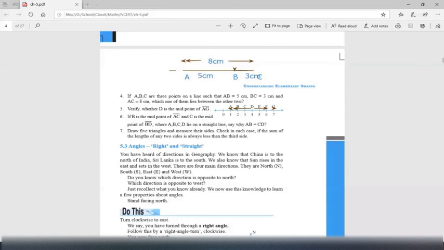Now, say, if B is the midpoint of AC and C is the midpoint of BD, where A, B, C, D lie on a straight line, say why AB equal to CD. So, what is given? A, B, C, D are all on the straight line. Suppose we will draw a straight line. This is a straight line. B is the midpoint of AC. One midpoint I have taken.